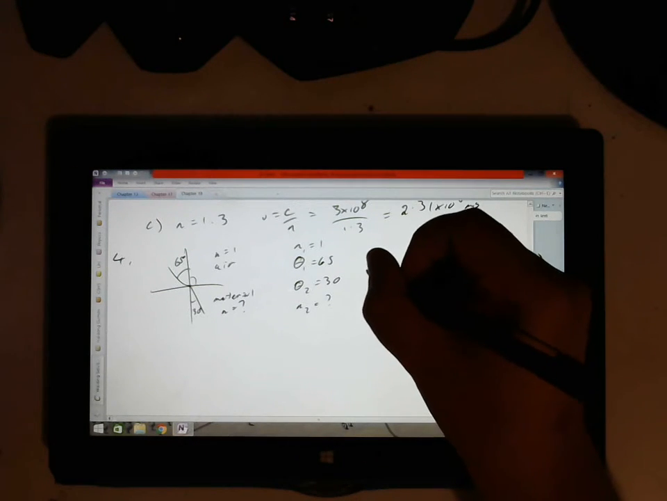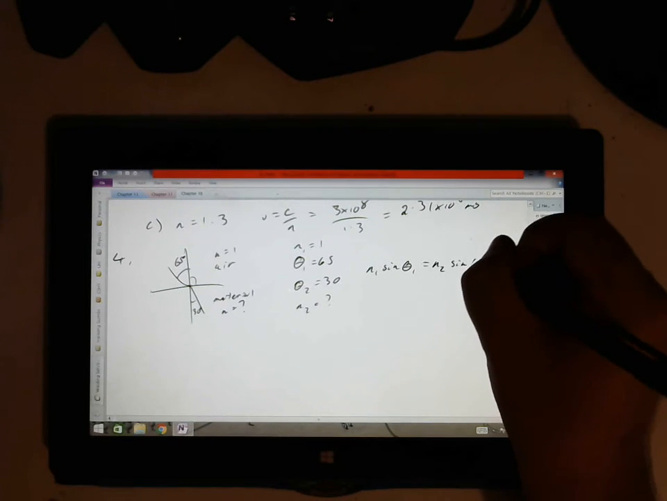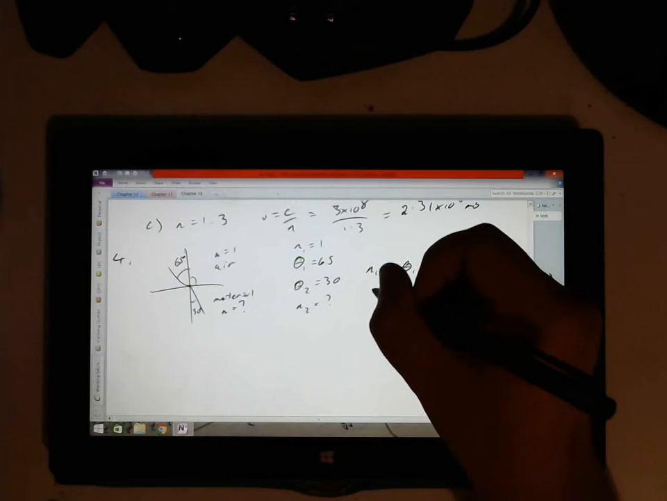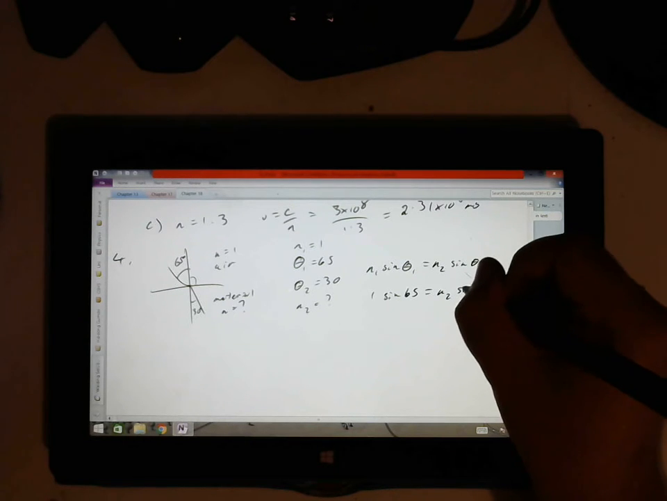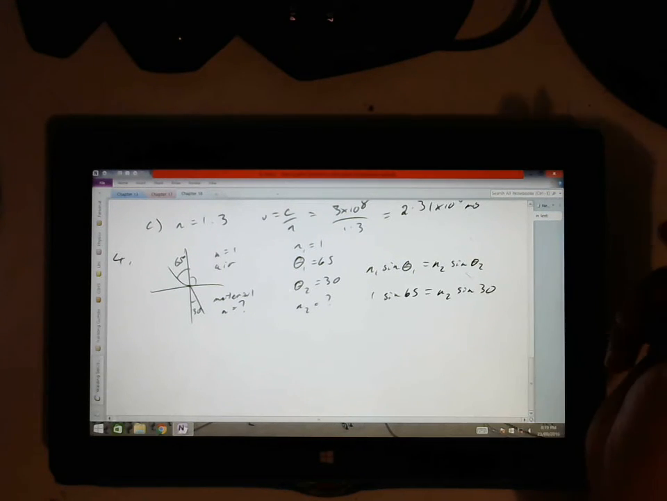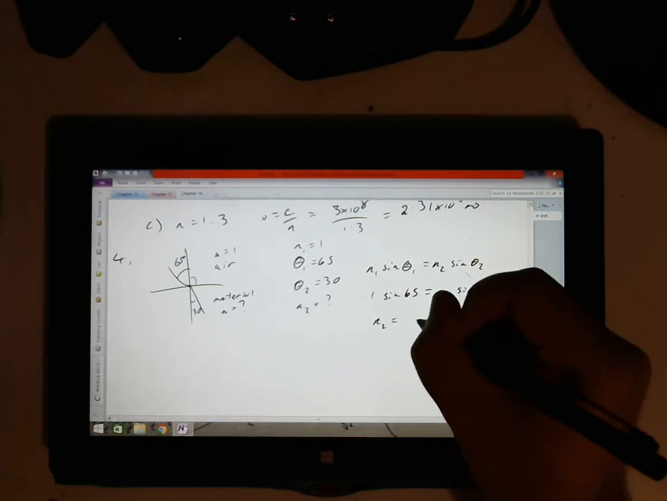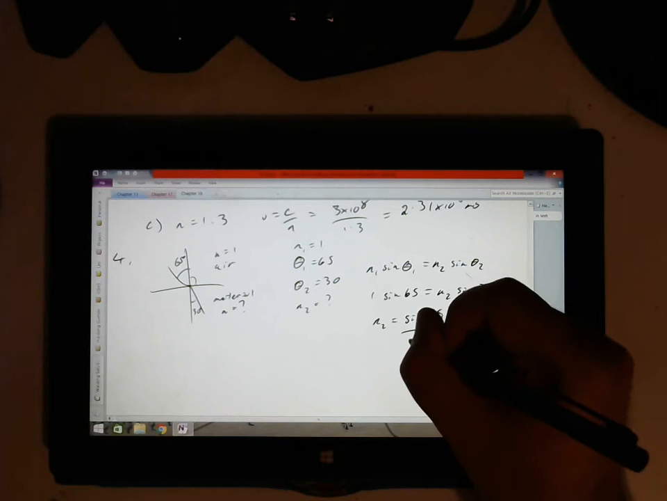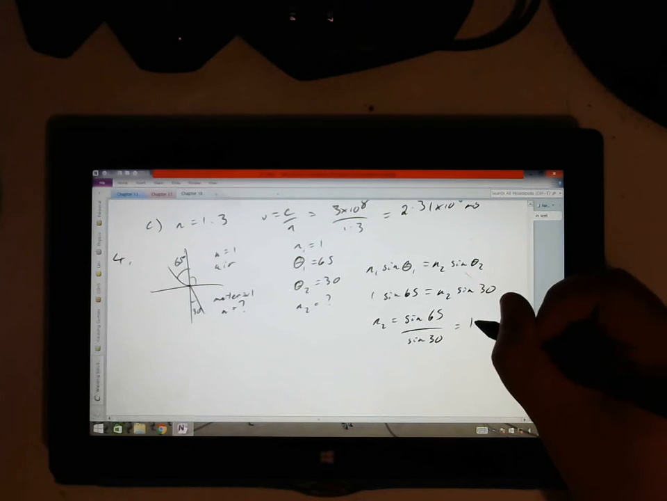This is Snell's law. n1 sine theta 1 equals n2 sine theta 2. Let's substitute. 1 times sine of 65 equals n2 sine of 30. So the 1 cancels. We can rearrange that, take that sine over. So n2 equals sine of 65 over sine of 30. Okay, let's do that. Sine 65 divided by sine of 30 gives me 1.81.